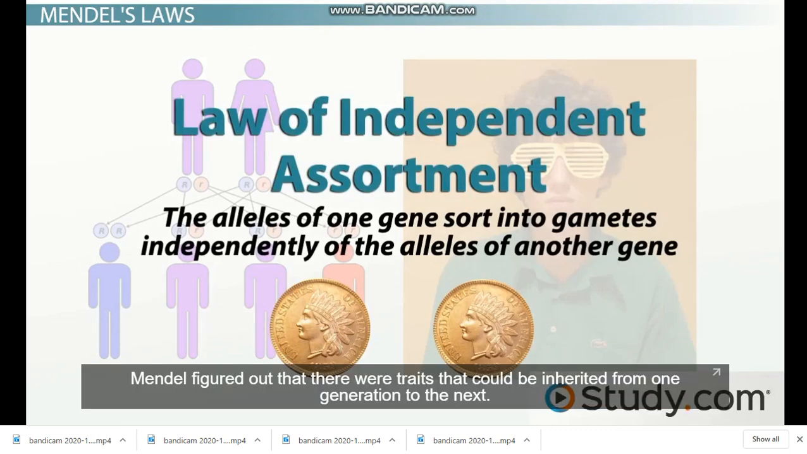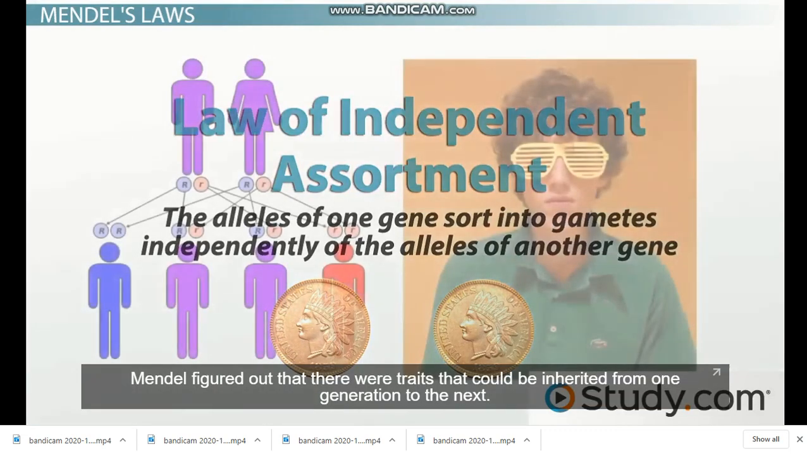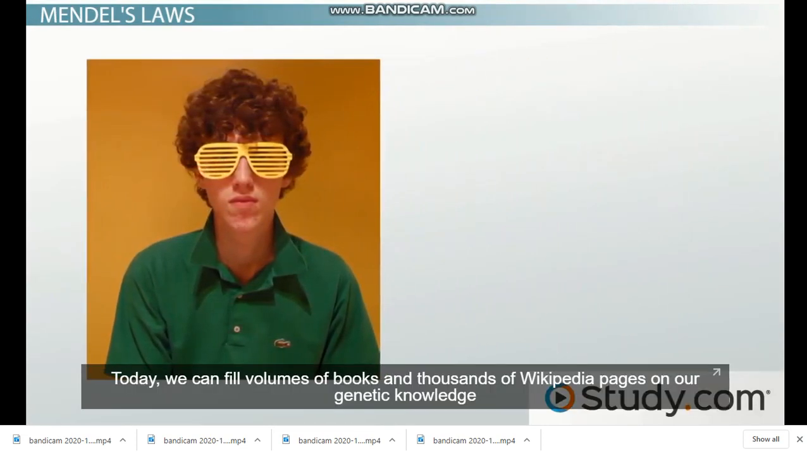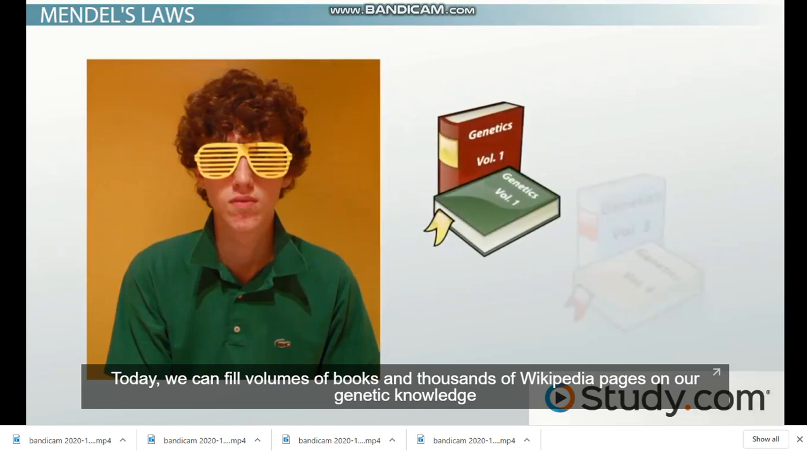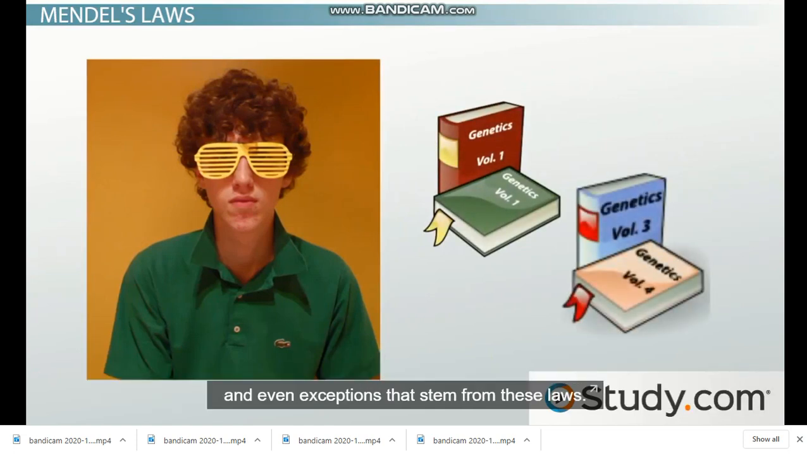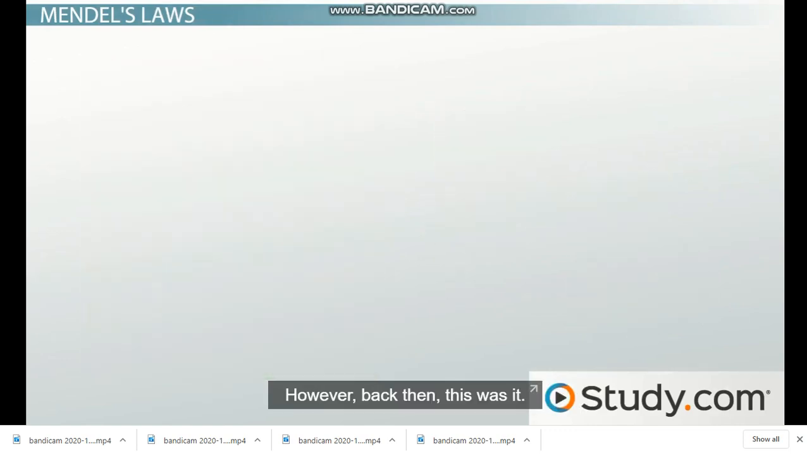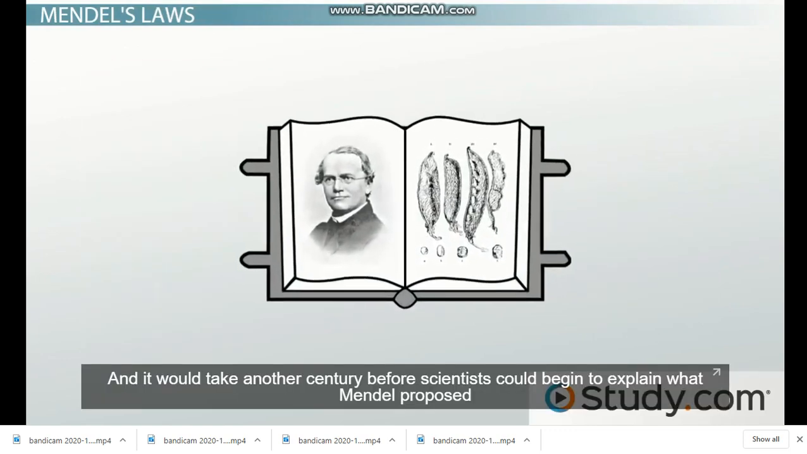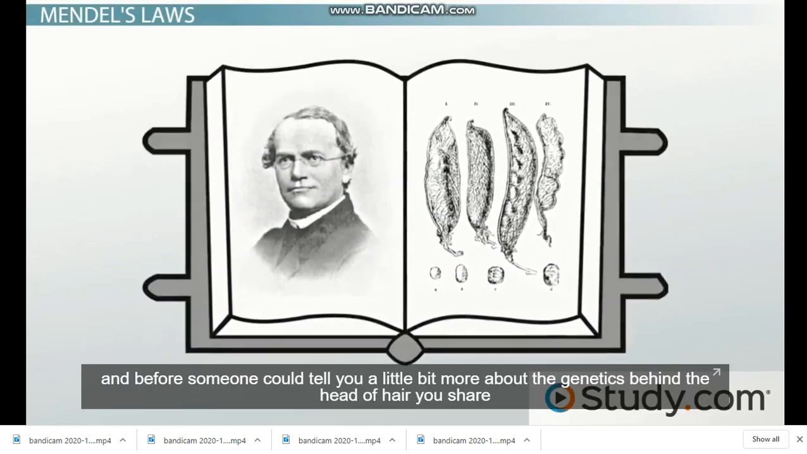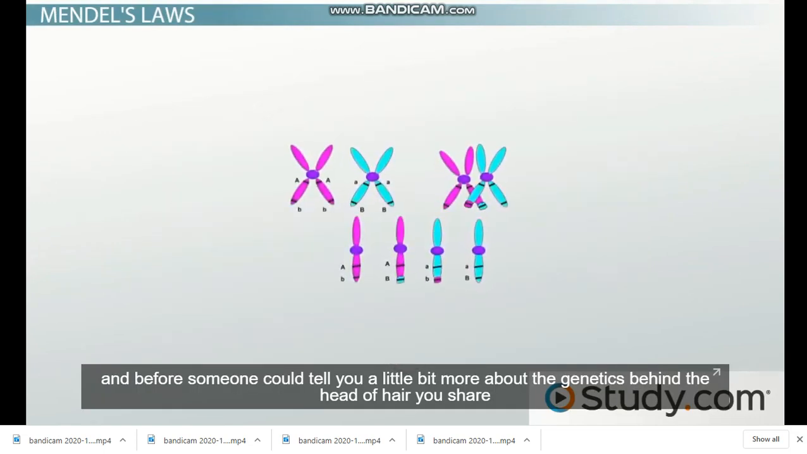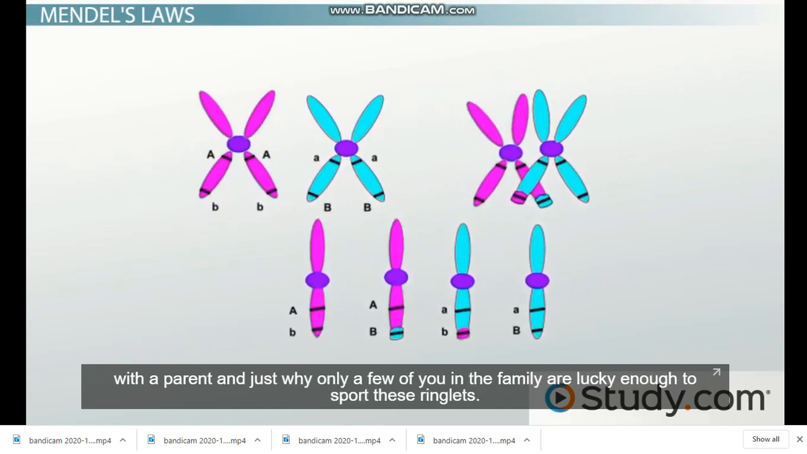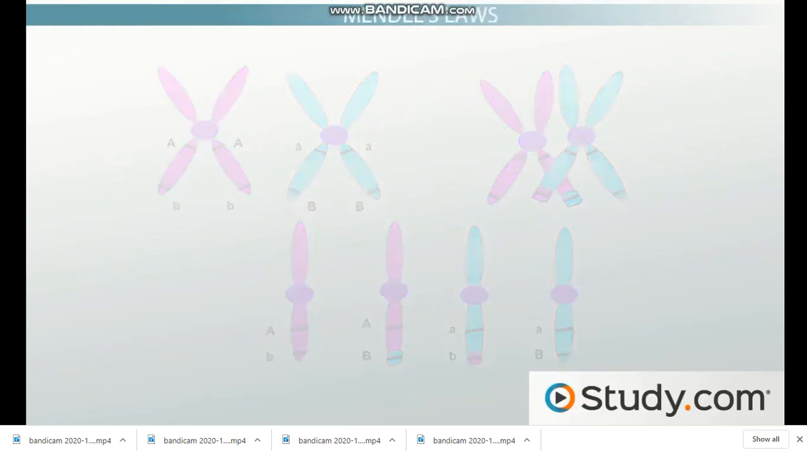Mendel figured out that there were traits that could be inherited from one generation to the next. Now you know where you got that head of crazy curly hair. Today, we can fill volumes of books and thousands of Wikipedia pages on our genetic knowledge and even exceptions that stem from these laws. However, back then, this was it. And it would take another century before scientists could begin to explain what Mendel proposed, and before someone could tell you a little bit more about the genetics behind that head of hair you share with a parent and just why only a few of you in the family are lucky enough to sport those ringlets.